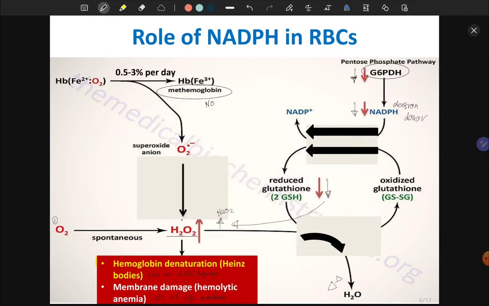Is hemoglobin denaturation the same as the synthesis of methemoglobin? No, no, it's not the same. It's a different process. This is a source of generation of the hydrogen peroxide. Okay? So let's move on.